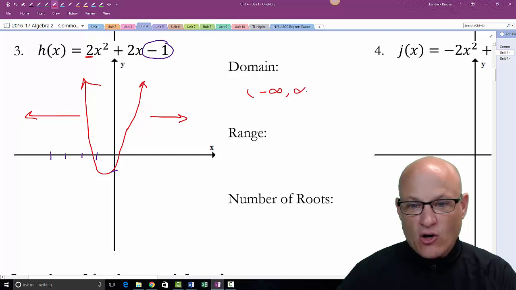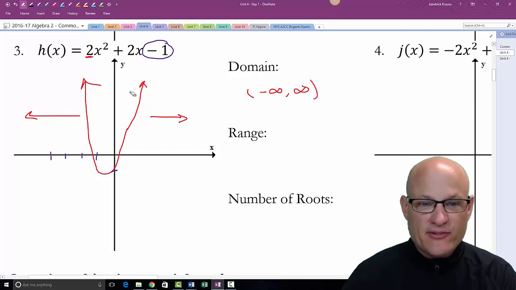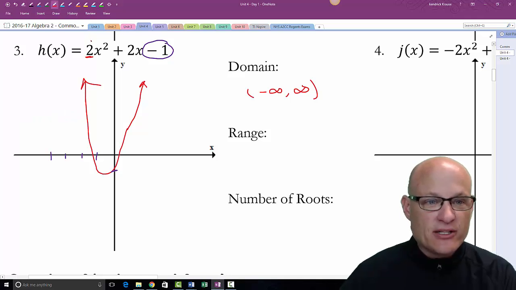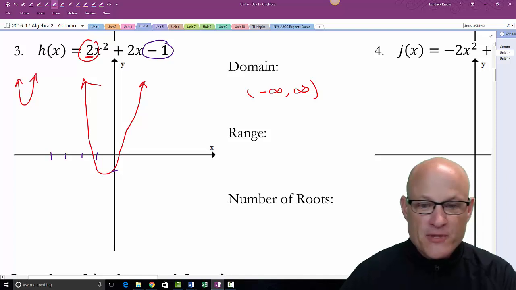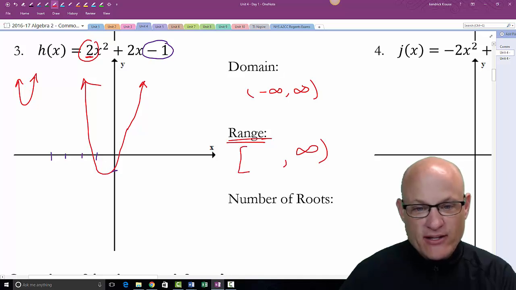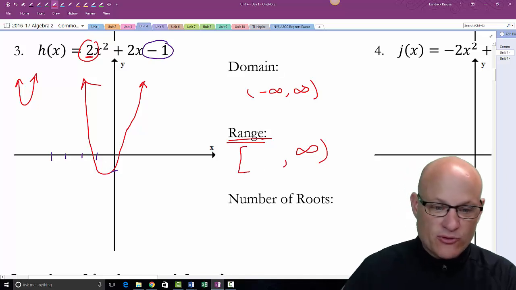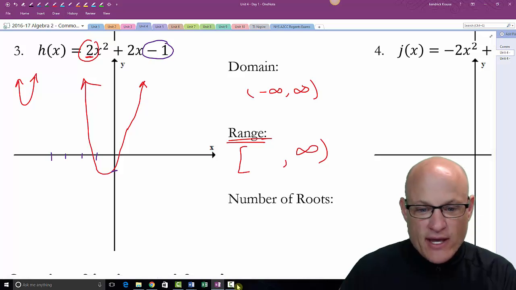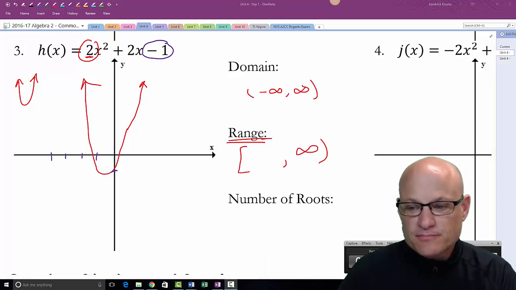The other thing I know about range, just based on the fact that it's got a positive leading coefficient, is that it's going to be pointing upward. I don't know what the bottom value of the range is. That's what I'm going to need my calculator for. But I know the top value of my range is going to be positive infinity. I just don't know what this bottom one is. And it's going to be a bracket because it's going to equal something. But I should know that very soon.